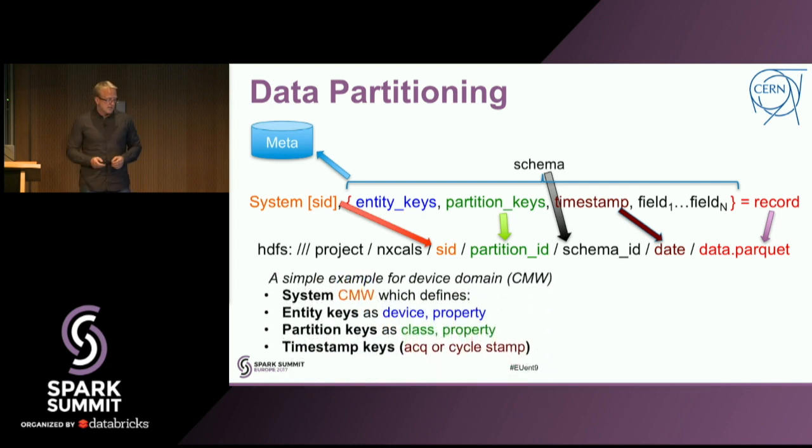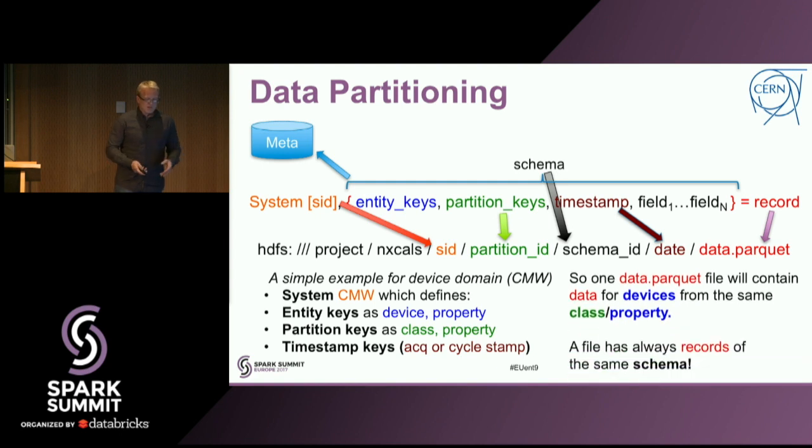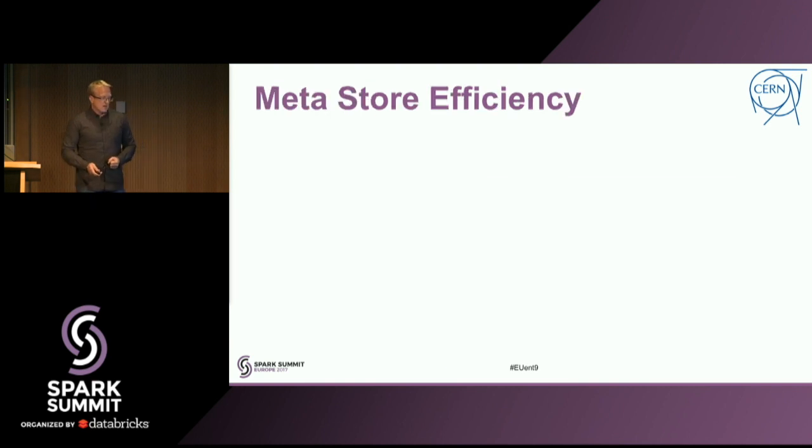So basically, if you take an example from the device property model, the entity key is device property, and the partition key is class property. Class is like in a programming language. You can have a class, and then a device instantiates this given class. So the property of this system is that a given file will always contain records of the same schema, by definition.